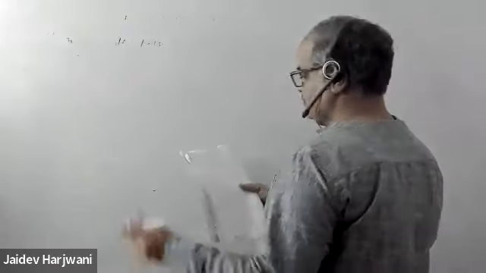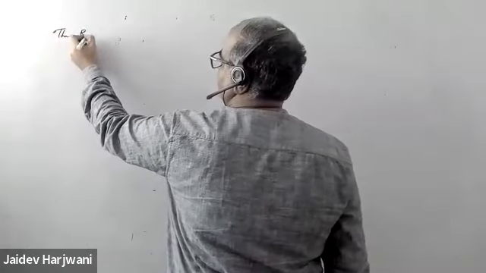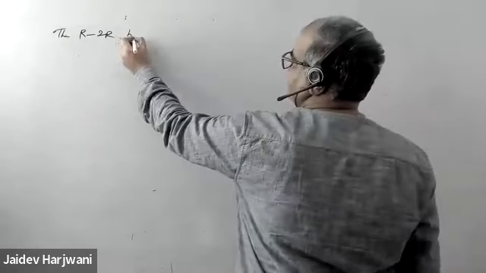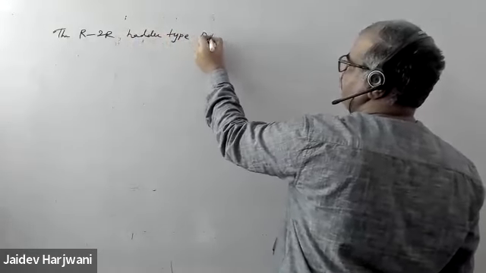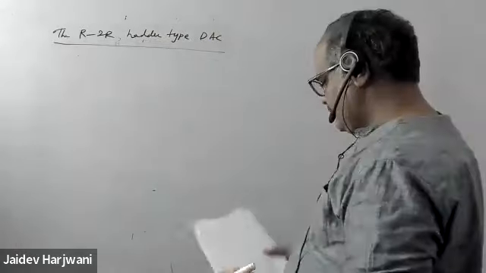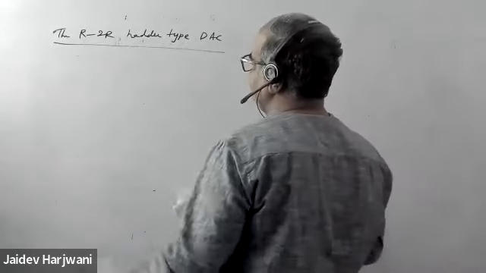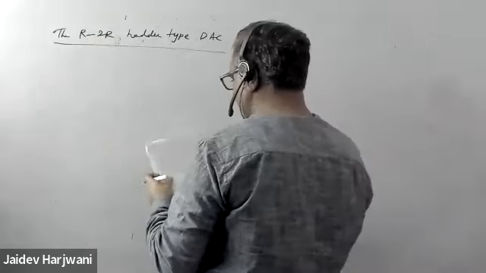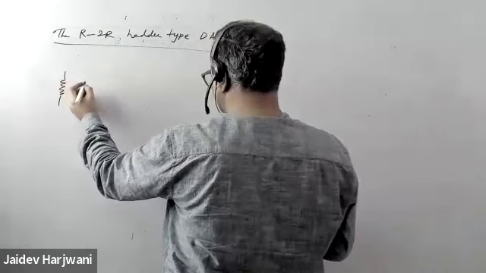Now the R to 2R ladder type D2A converter. So what is the R to 2R ladder type? Basically these are resistances connected to an op-amp, a combination of 2R and R.